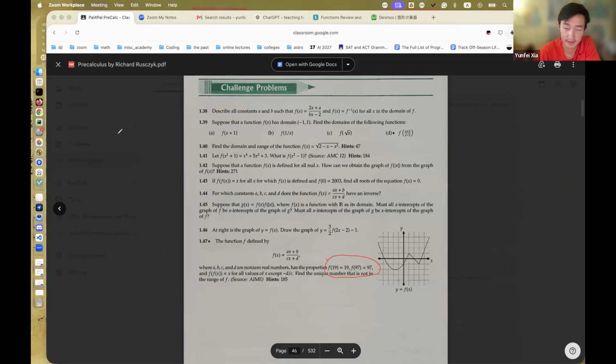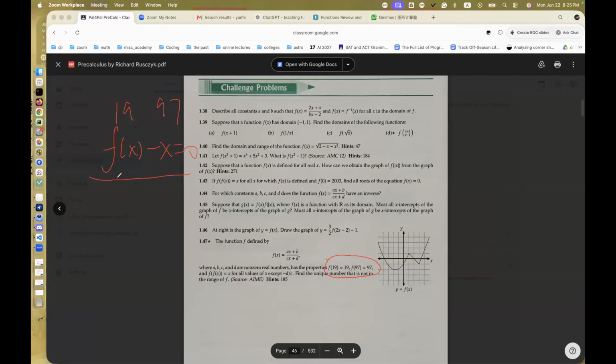Or another way you can do this is to notice that f of x minus x equals 0 in this equation has two solutions, 19 and 97. So we can write it in the form x minus 19 times x minus 97 times c. But you have to first write it like this.